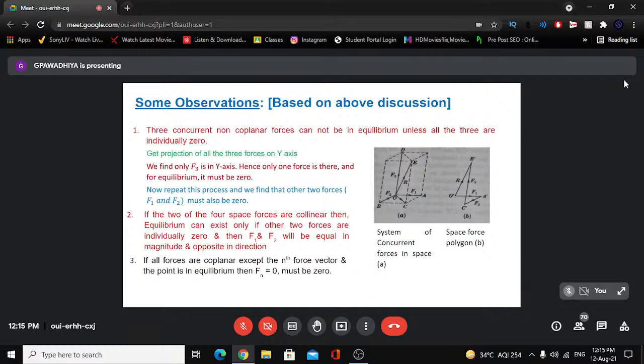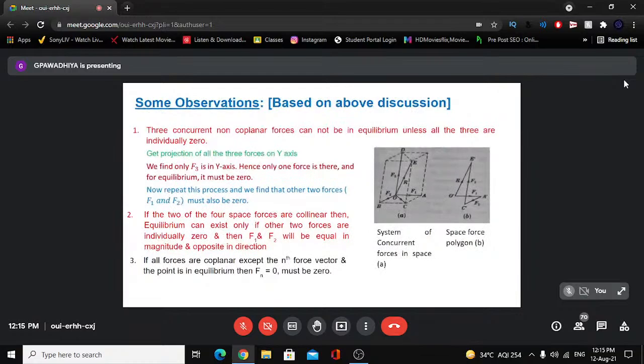One more comment is here, that at a point here 3 forces are there. So if 3 forces are there and out of the 3, 2 are coplanar, this is the third comment here. If all the forces are coplanar except the nth force vector, so in this case F1 and F2 are coplanar forces, then for the point to be in equilibrium, Fn should be 0. This is another specific case. This happens when we resolve the actions in a particular plane. These things we'll discuss in space truss analysis. So this is another condition that must be satisfied.